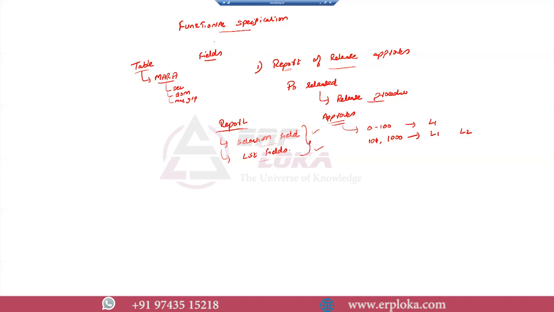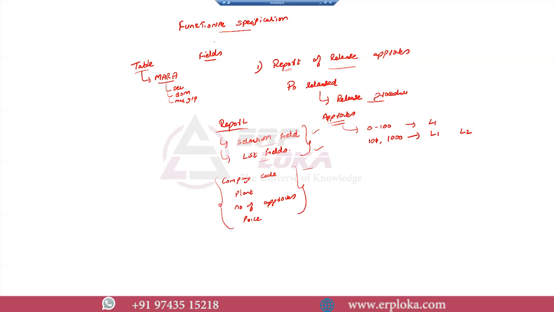First thing, for example, think that the business wants selection fields like company code, like plant, and number of approvers, and they want the price, the total price of the PO. So you are going to create these in the selection field.